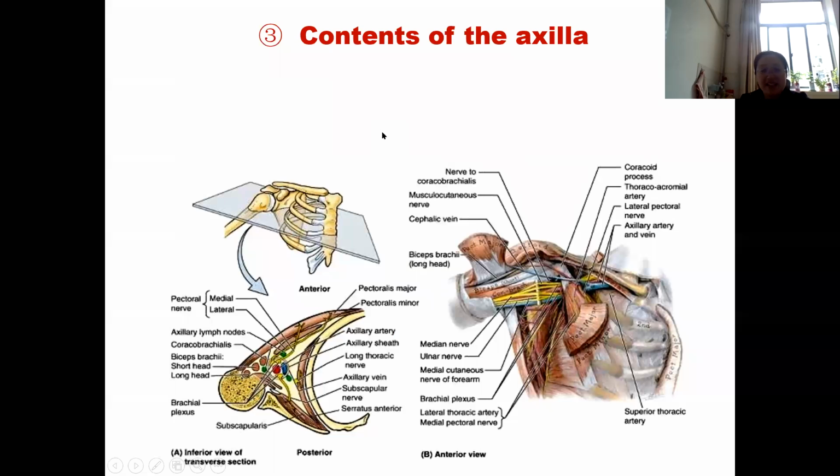Contents of the axillary fossa. Here you can find the yellow-colored brachial plexus nerves. The red color is the axillary artery and its branches. The blue color is the axillary vein and its tributaries. And also the green color is the axillary lymph nodes. Besides this, it also contains some loose connective tissue.